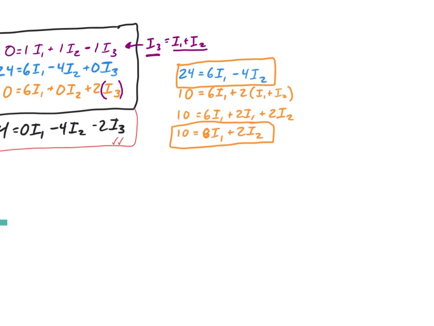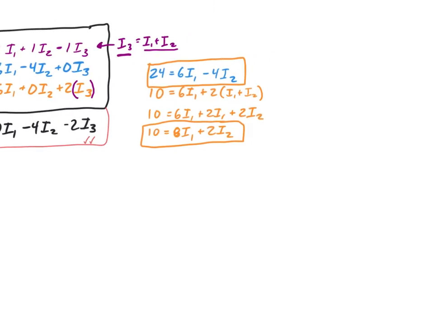I'm going to divide the top one by 2, firstly. So that this becomes, dividing the whole thing by 2, 12 is equal to 3I1 minus 2I2. That looks very similar to the other equation. 10 is equal to 8I1 plus 2I2.